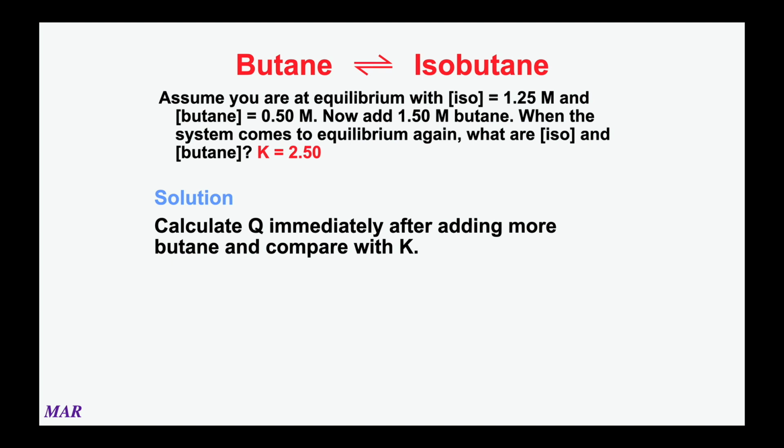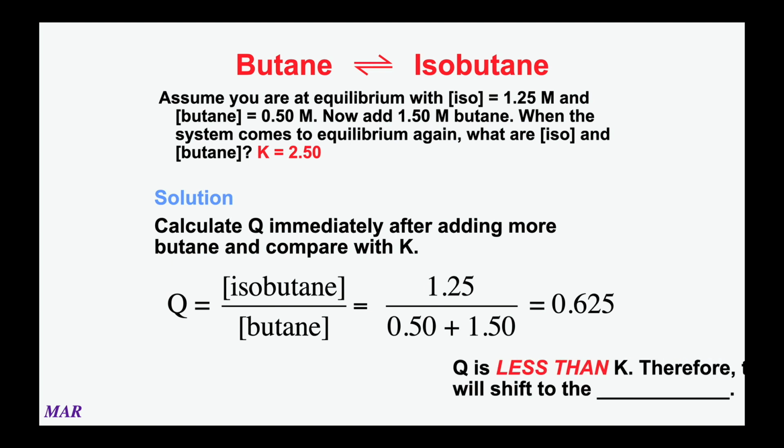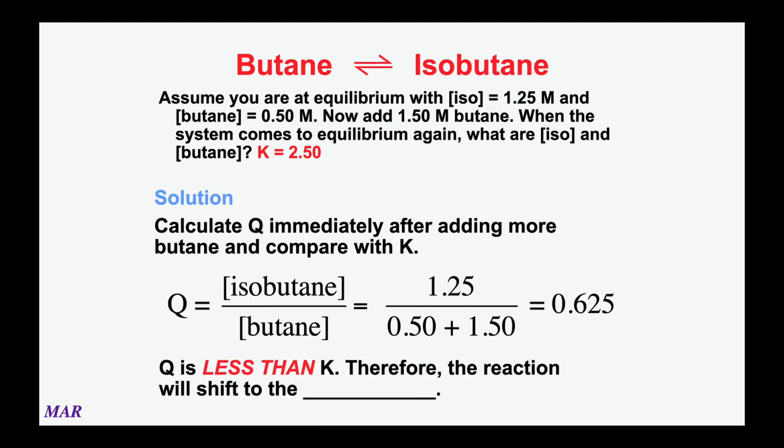Again, Q and K have the same form. It's going to be iso on top and butane on the bottom. So iso is 1.25. The butane comes from two sources now, 0.50 plus 1.5. Q is 0.625. Now Q is certainly less than the K of 2.5. This is not at equilibrium.